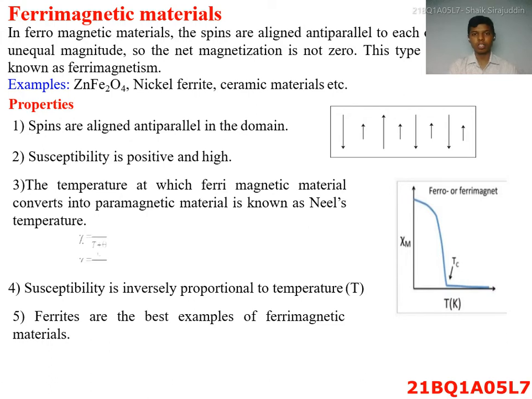So these are all the classification of magnetic materials. These are mainly three types, which are paramagnetic, diamagnetic, and ferromagnetic.